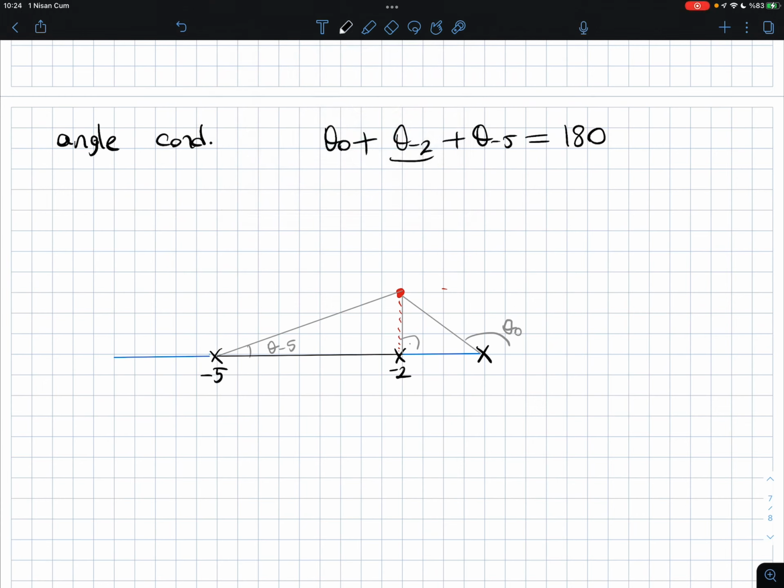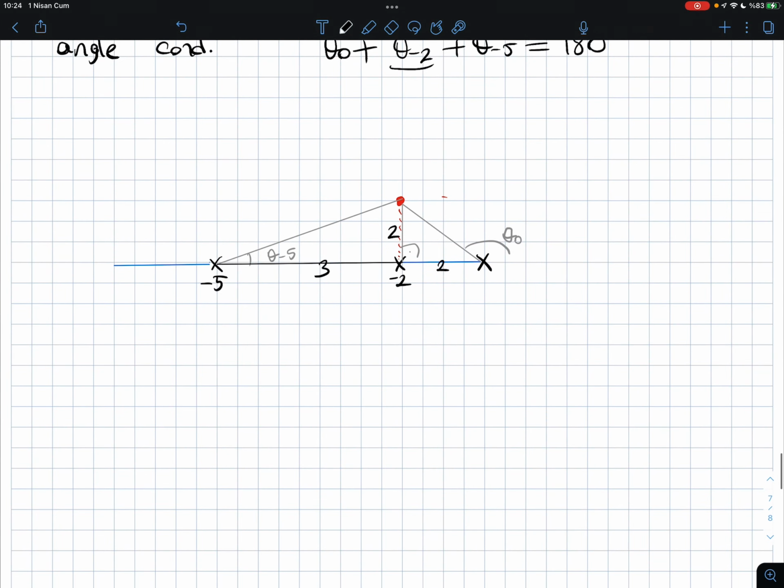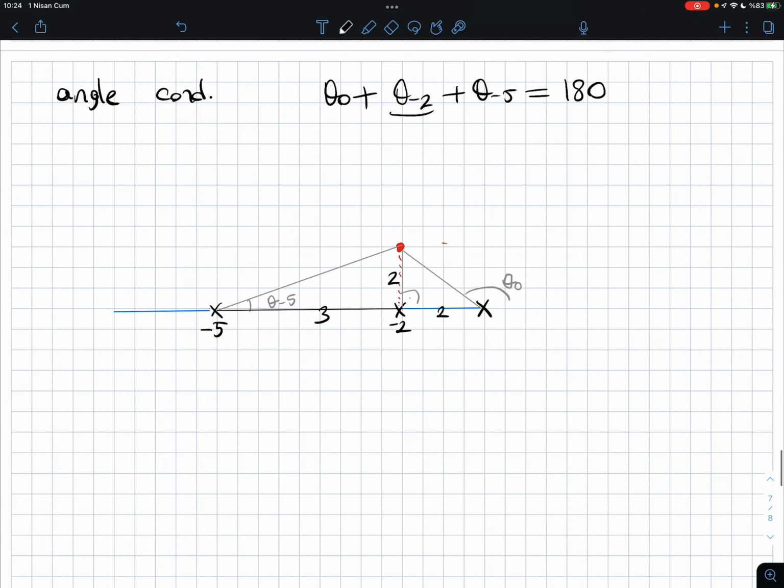In the stability example, we didn't know what the coordinate is, but we know exactly the values in this case. This is 2 and this is 3. So the only thing that's left to us is to look up the angles. Now, in this case, again, we can use tangent theta minus 5 equals 2 divided by 3, or we can directly use a tan here. So a tan 2 divided by 3 is this angle here.